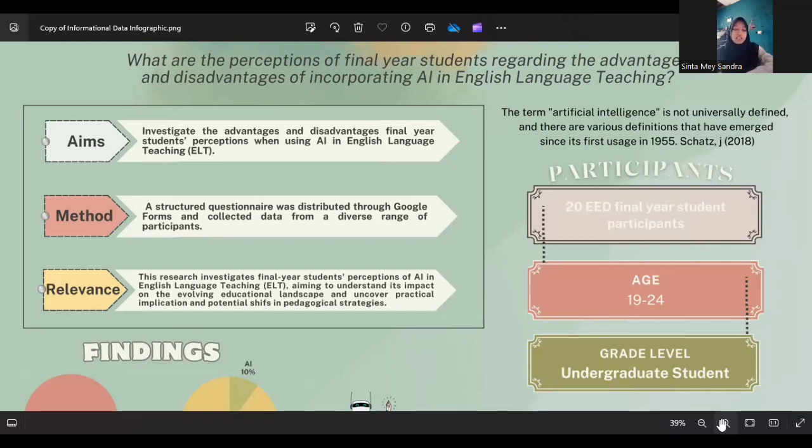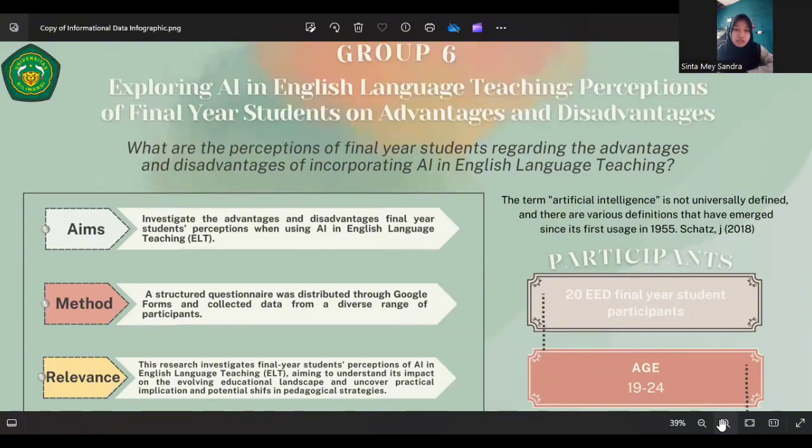So for the research question for our survey: what are the perceptions of the final year students regarding the advantages and disadvantages of incorporating AI in English language teaching?